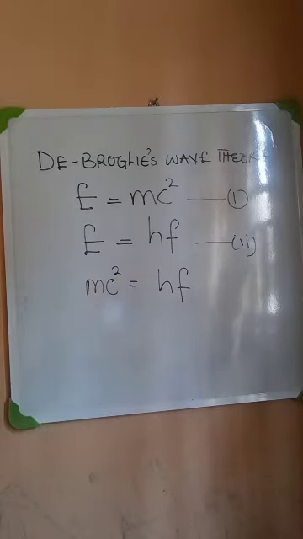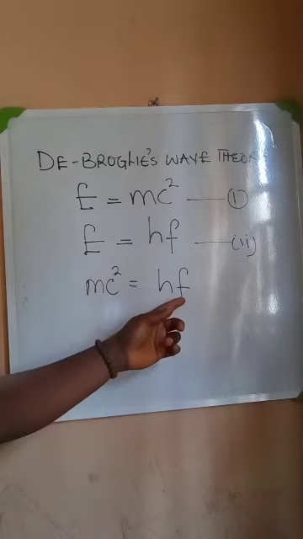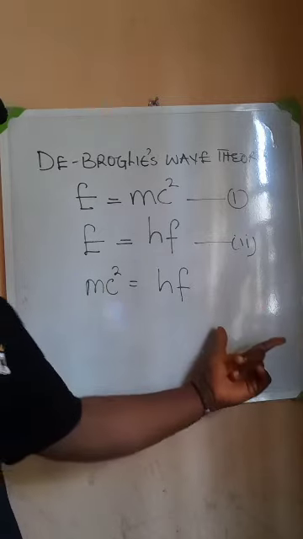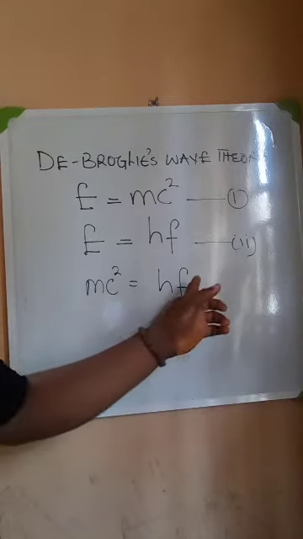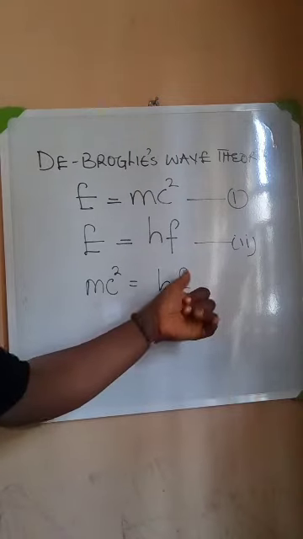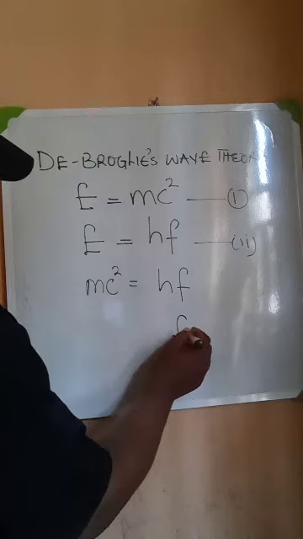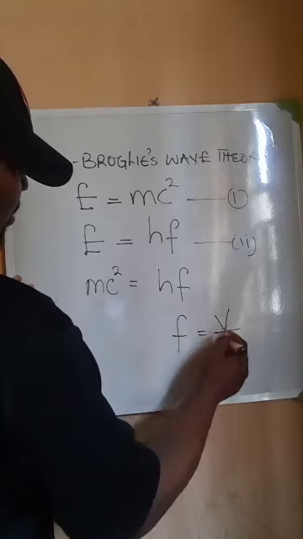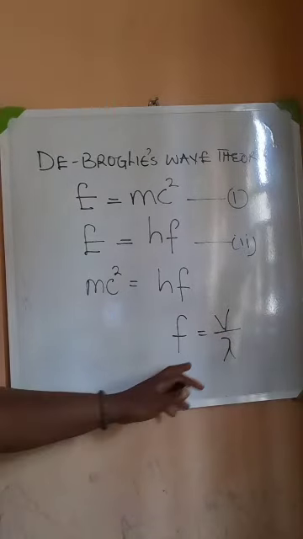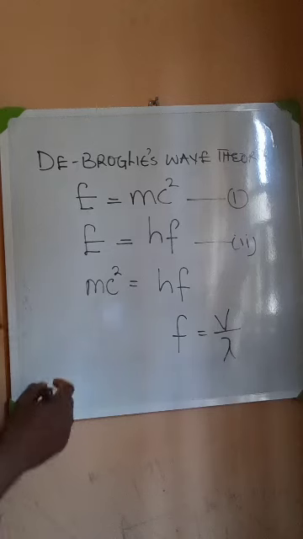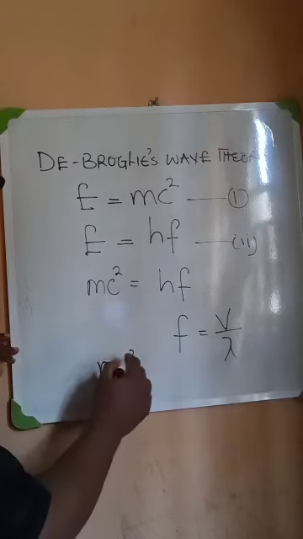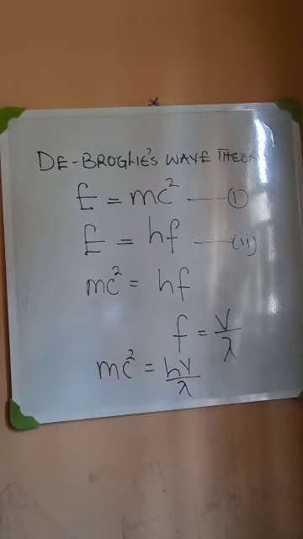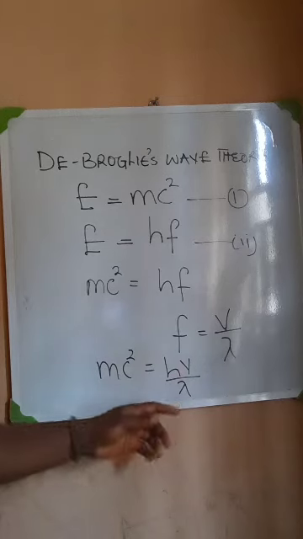Remember that there is a relationship between the frequency of radiation, the speed of the radiation, and the wavelength of the radiation. So if I substitute for f using speed over wavelength, that is, frequency equals speed over wavelength, the equation becomes mc squared equals hv over what? Lambda. mc squared equals hv over lambda.